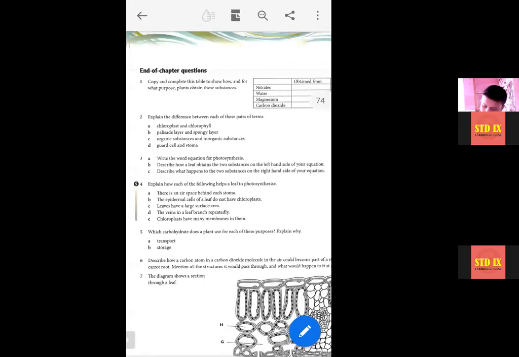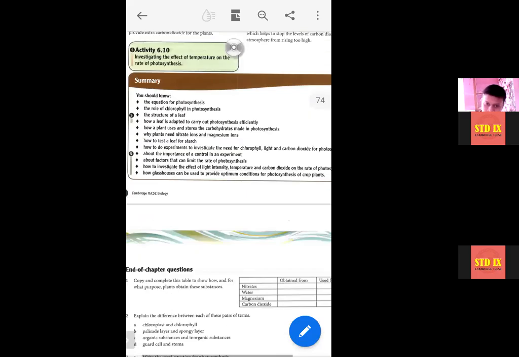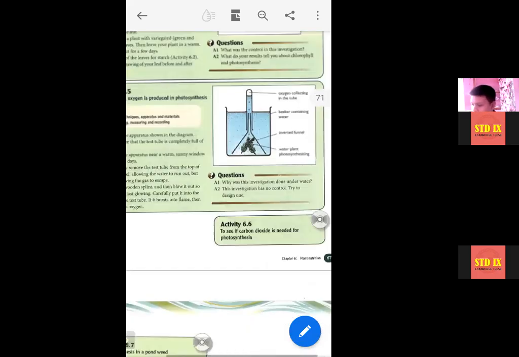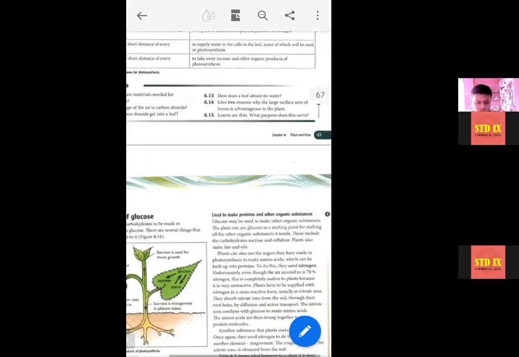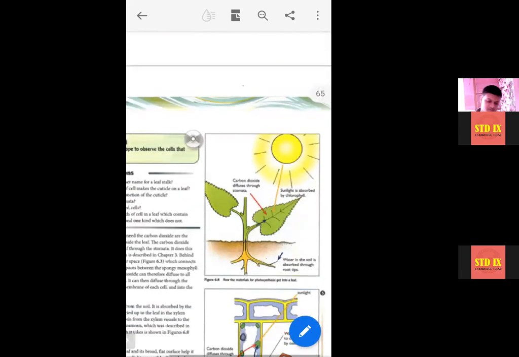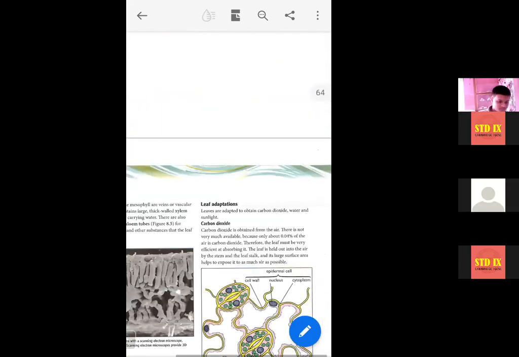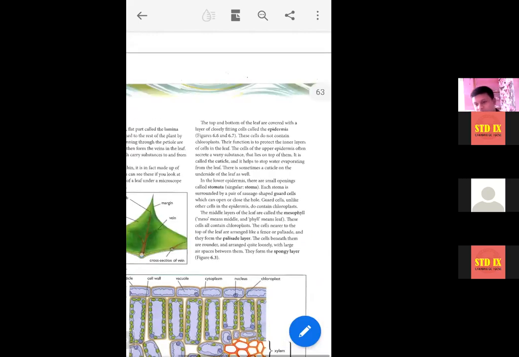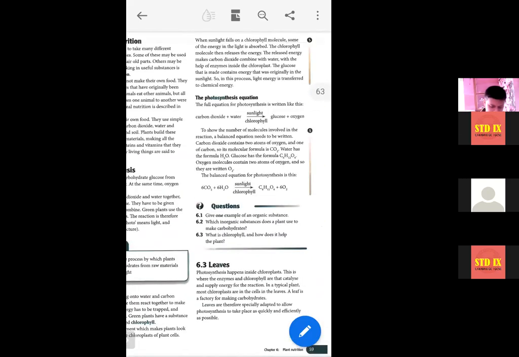What is on the right hand side of the equation? Glucose and oxygen. Photosynthesis produces glucose and oxygen. Glucose is done, oxygen is left. Oxygen diffuses away.